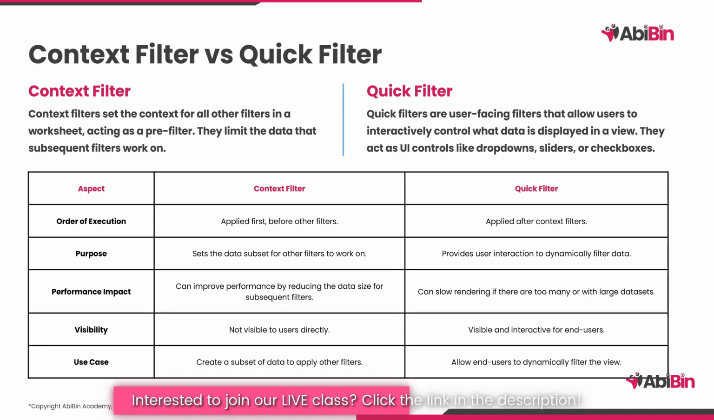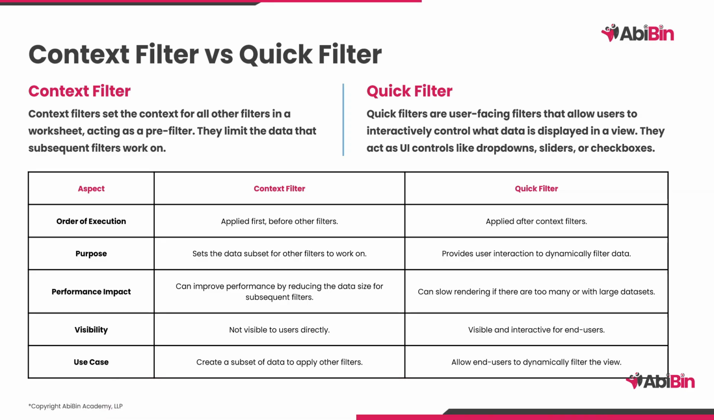So, context filter and quick filter. The regular way of using a filter without making any special characteristic to it is basically the quick filter, or the normal filter. They are the regular filters which allow users to control the data displayed in the view. This is the one they use in the UI for drop downs, sliders or checkboxes, etc. Whereas a context filter is more of a context dependent filter. It acts as a pre-filter of the data in the view, and then it can limit the data for the subsequent filters that are applied after that.